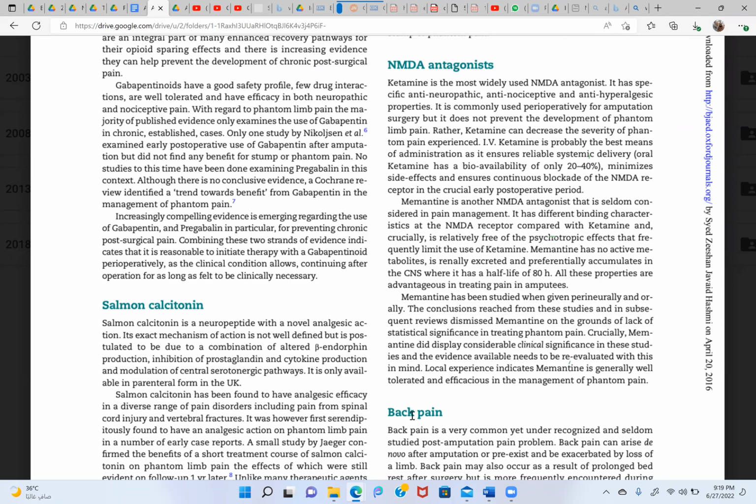This is what I forgot to tell you: whenever there is a missing limb, in addition to all other things, when they are trying to rehabilitate and we put the artificial limb, the weight distribution which comes to the back will be disturbed. So there are more incidents of back pain, which may be there before, but it will be exaggerated after this amputation.